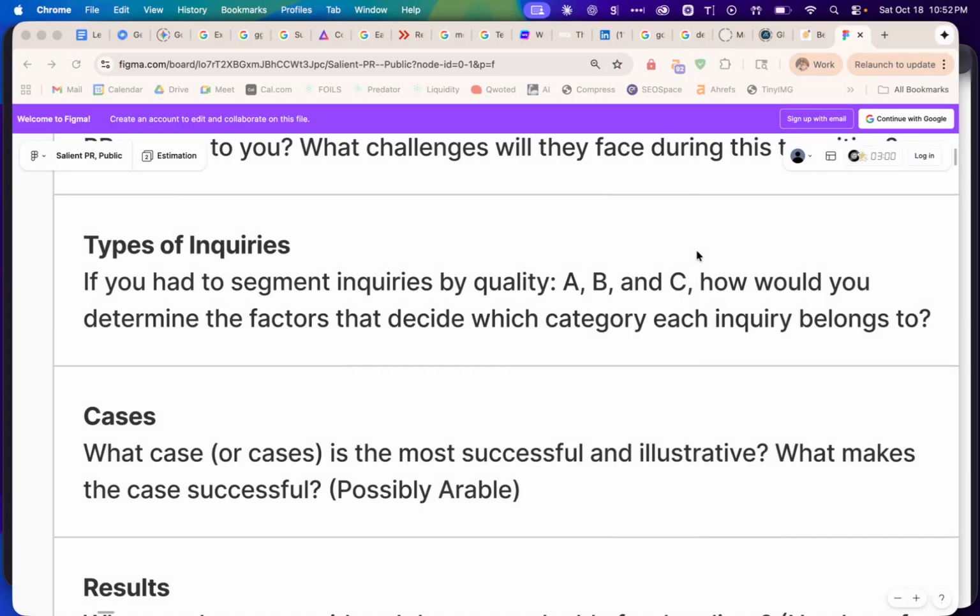Types of inquiries. If you had to segment inquiries by quality, A, B, and C, how would you determine the factors that decide which category each inquiry belongs to? That's a good question. If I had to segment by quality, I think the first quality has to be based around cost. Do they even have enough money for PR?